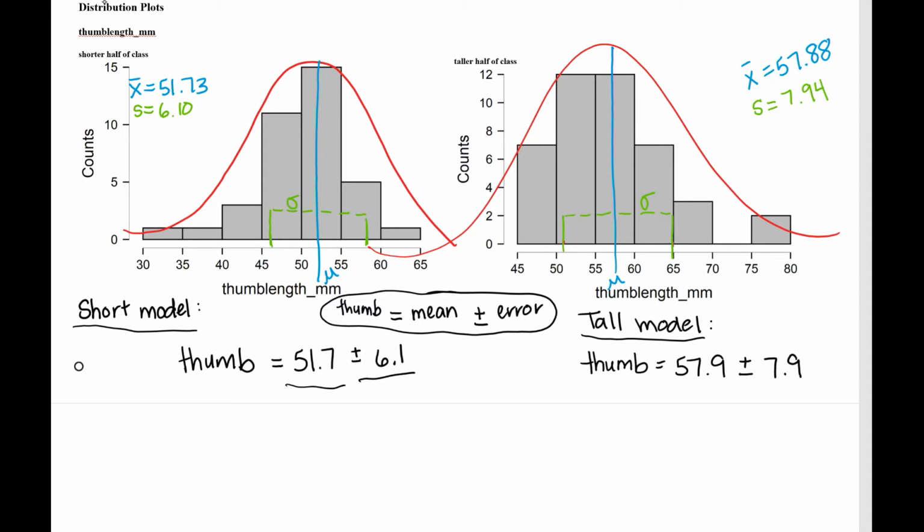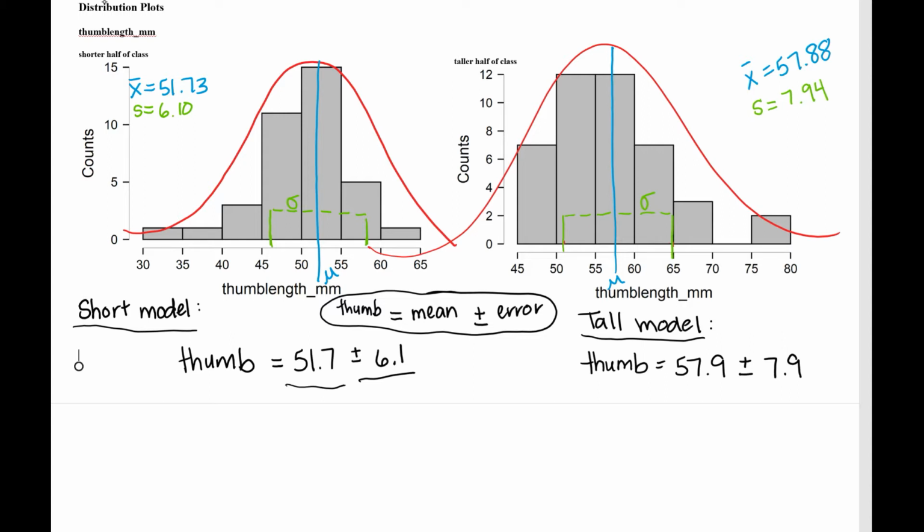Okay, so I went ahead and did the same thing for the taller half of the class. I have the feeling that this population does go down here a bit more. There's probably a few people out there and we just didn't get lucky, or it may just be that it's a little bit skewed. So again, yours may look different from mine. I centered mine around the mean. The mean from the sample was 57.88. I figure the spread is going to be around 7.94 because that's the spread of the sample.